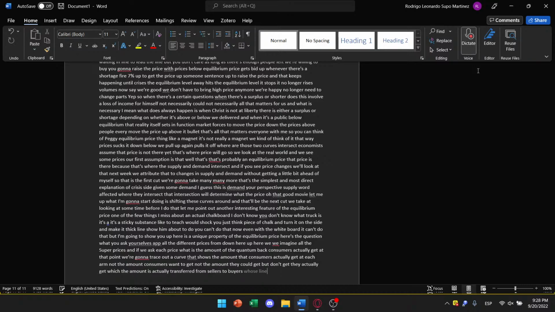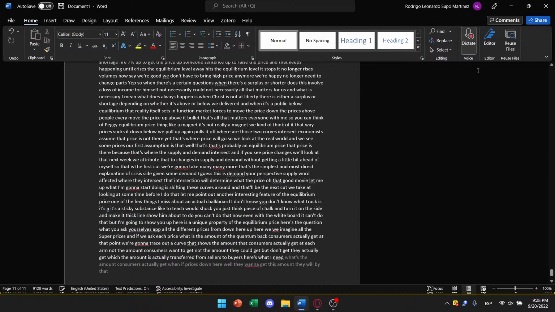Here's what I mean. So at PL, what's the amount consumers actually get if price is down? Well, they want to get this amount. They're willing to buy that amount. But they don't get that amount. They get only this amount, because that's the maximum amount that sellers are willing to sell at price PL, QS. So at price PL, consumers get QS amount.